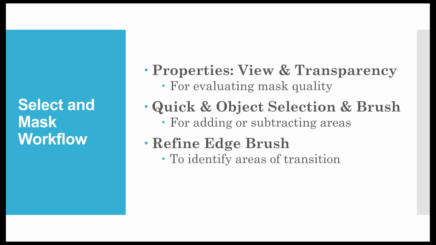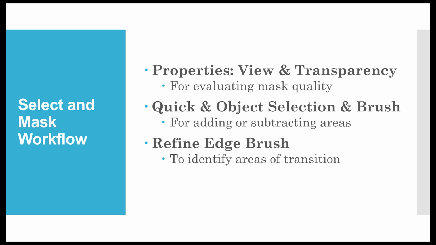In addition to that, there is a tool that's exclusive to this workflow called the Refine Edge Brush. And this is the magic formula for getting good selections of hair. What this does is it identifies areas of transition. That's where the hair and the background are sharing a pixel. So those are areas that will be semi-transparent. They will not be completely see-through, and they won't be completely opaque. So that's the part of the mask that is tricky.